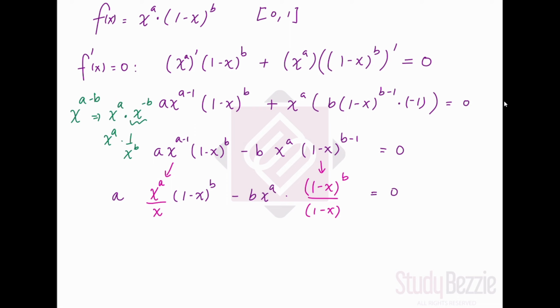Now you can see there are clear factors there. x to the power of a is a factor of both the terms, and so is 1 minus x to the power of b. So let's get them out of the way and see what we're left with. If you factor x to the power of a and 1 minus x to the power of b, you will be left with a over x in the first part minus b over 1 minus x in the second part. Do you see that? So far so good.